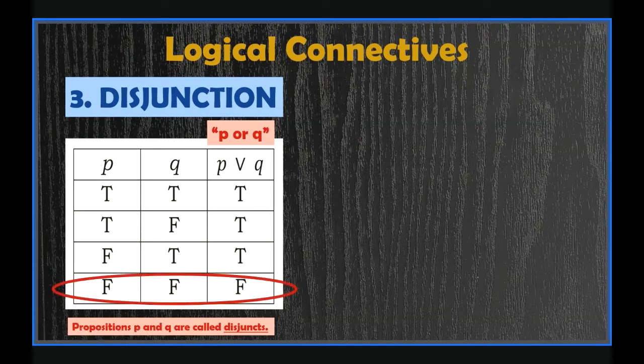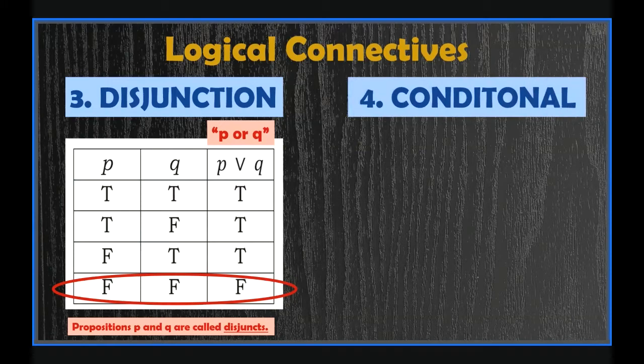Yun lang yung aalalahanin nyo sa disjunction. If you have a disjunction, true siya palagi if at least one is true, kapag may isang totoo. Okay? Magpo-false lang yan kapag parehong false ang pinag-combine ninyo using the word or. Alright? Okay. So, next we have conditional.